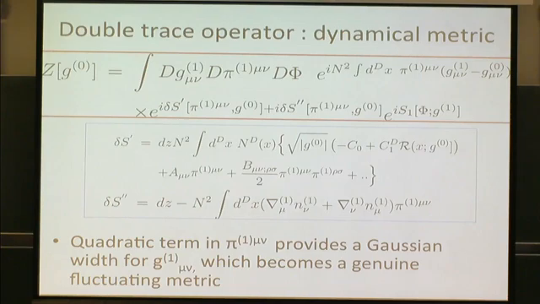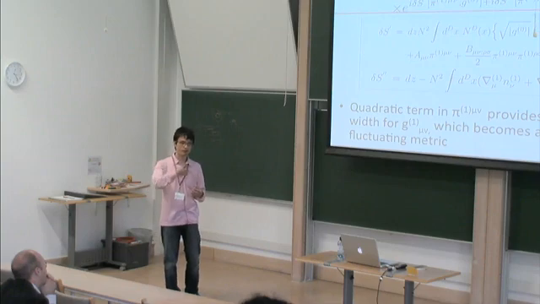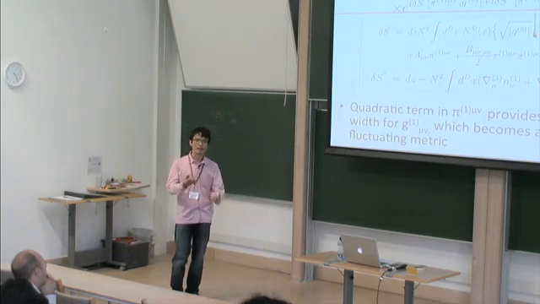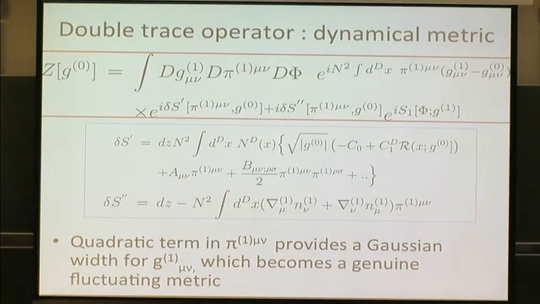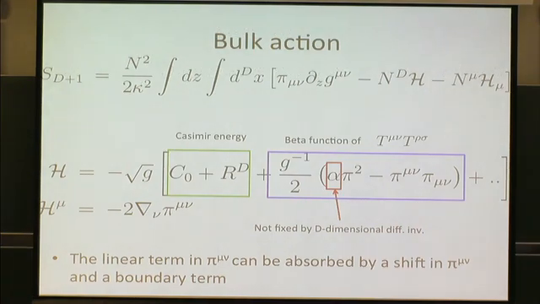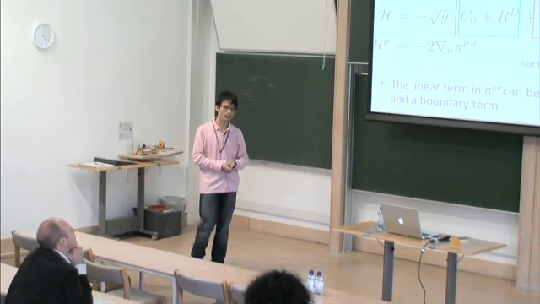And then you repeat the same procedure for this action. You coarse grain, you generate the double trace operator again, you can choose your shift at your convenience, and then again introduce another set of dynamical source and conjugate field, etc. If you keep doing this, you get the following bulk action. So again, this metric and this conjugate field are canonically conjugate to each other if we interpret this radial evolution as time.